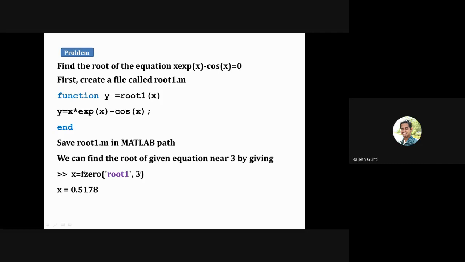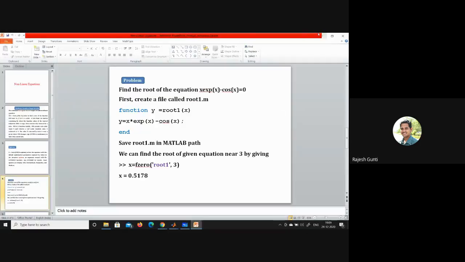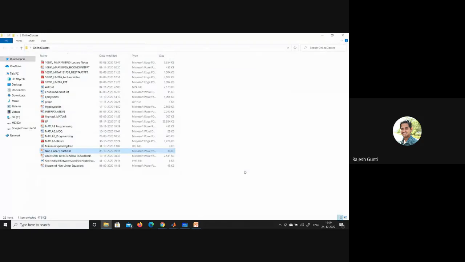Sometimes we will mention the interval. Everything I will explain one by one. So my equation is x e power x minus cos x is equal to 0. That is my function, and that is all I am concentrating on now. I am creating one M file.